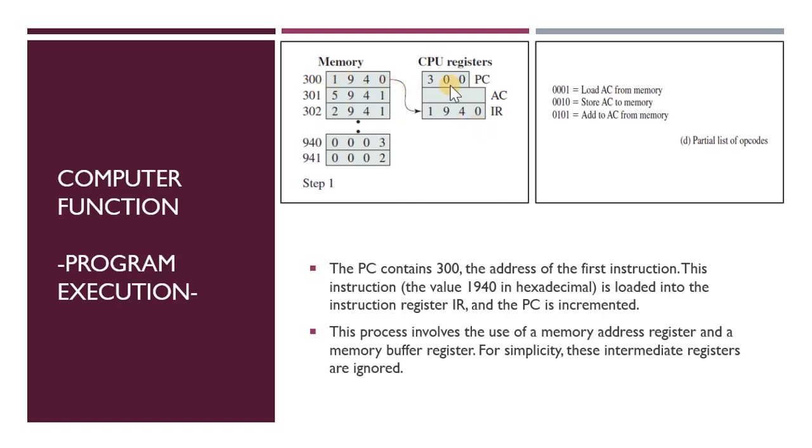So this 300, it will find the value inside the memory with address 300. So in main memory with address 300, the value is 1940, and this value will be loaded into the instruction register first, and the PC will be incremented after this instruction has been executed. This process involves the use of a memory address register and a memory buffer register, but for simplicity, these intermediate registers are ignored.